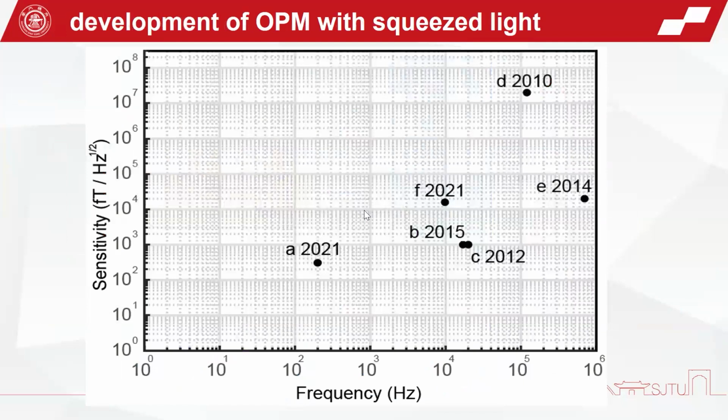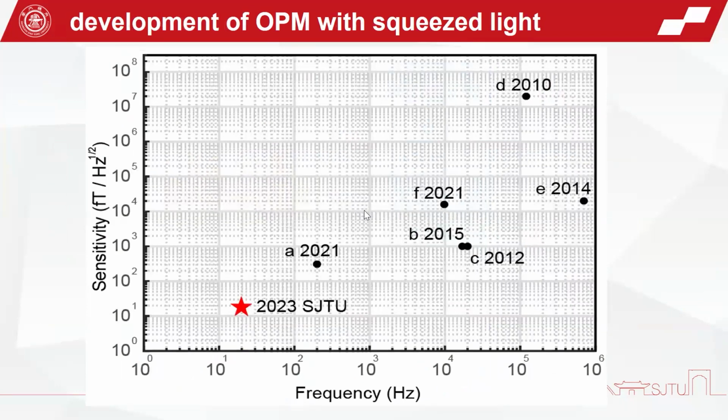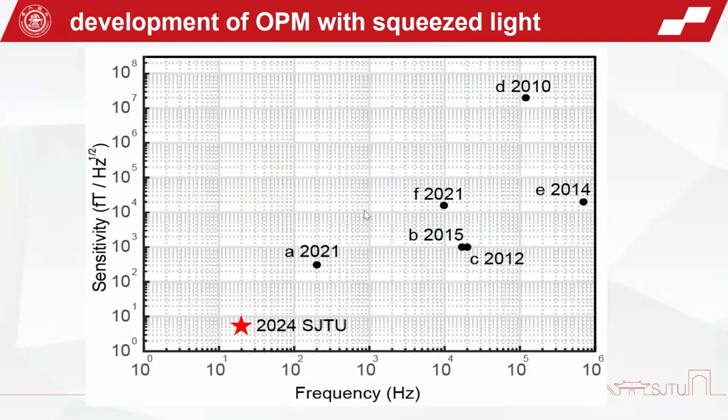So since 2010, Morgan introduced the idea of magnetometry with squeezed light. People keep pushing the sensitivity lower and also the frequency lower because there are lots of applications here. So last year we reached 18 femtotesla, and with the new type of entangled light, we reached 6 femtotesla per square root hertz this year.